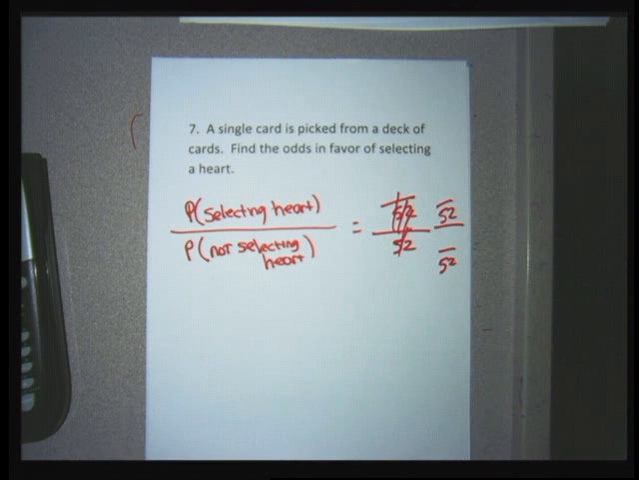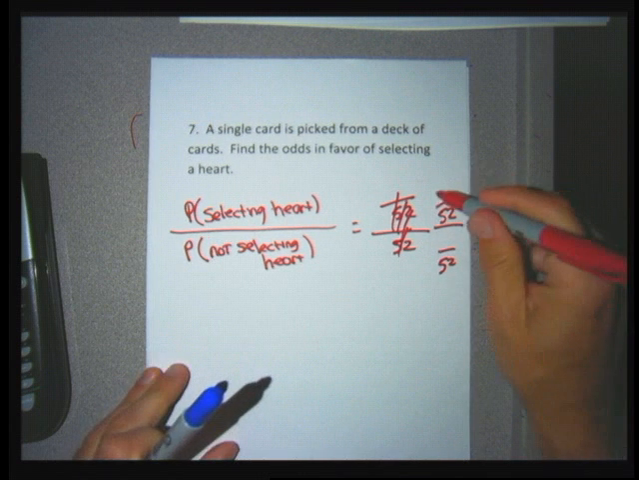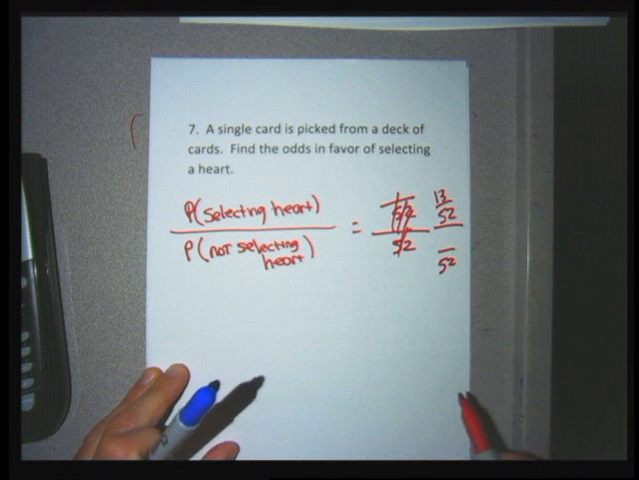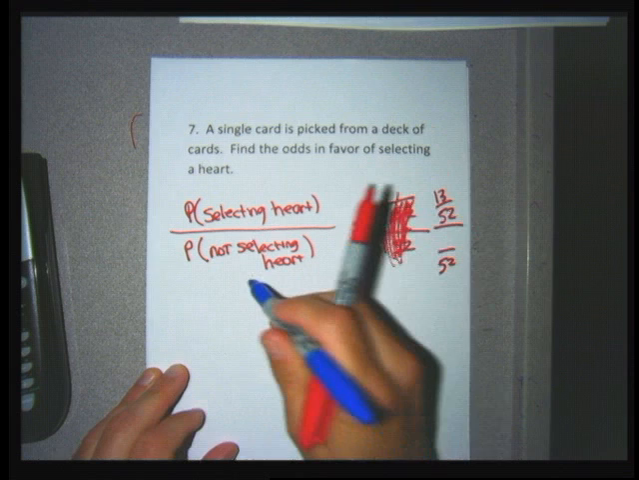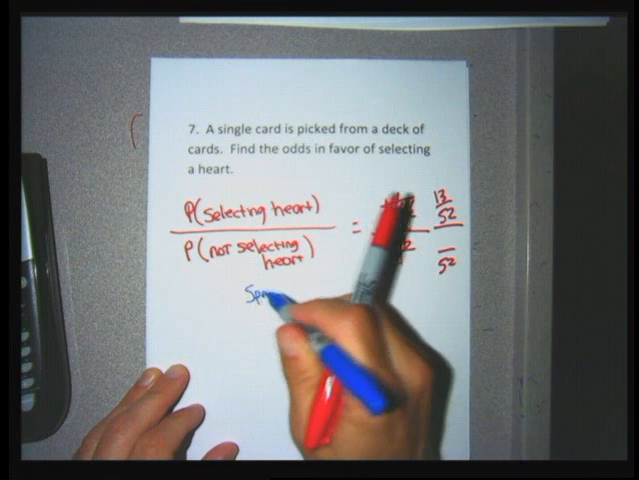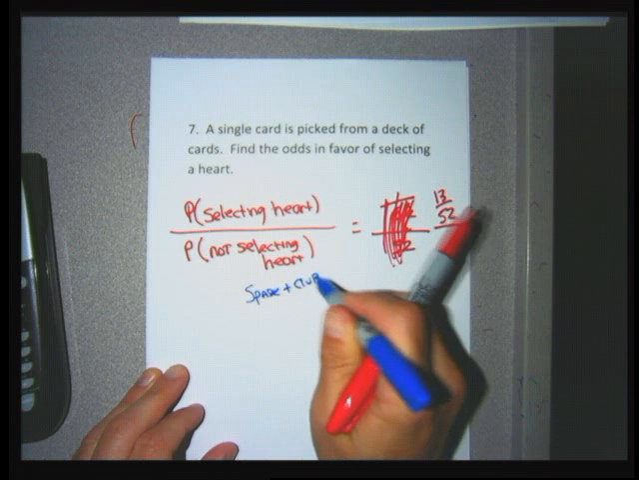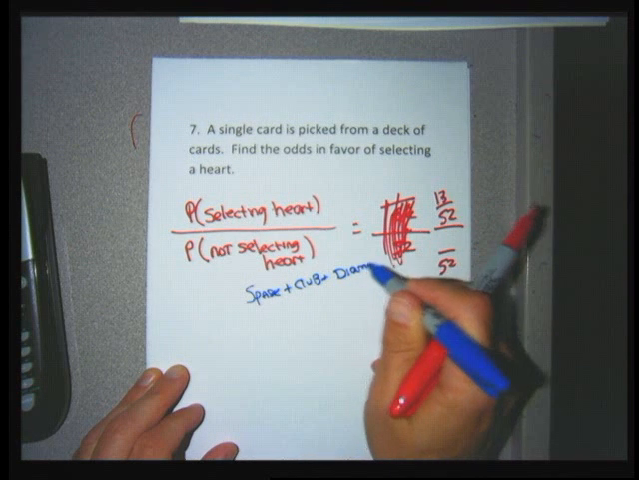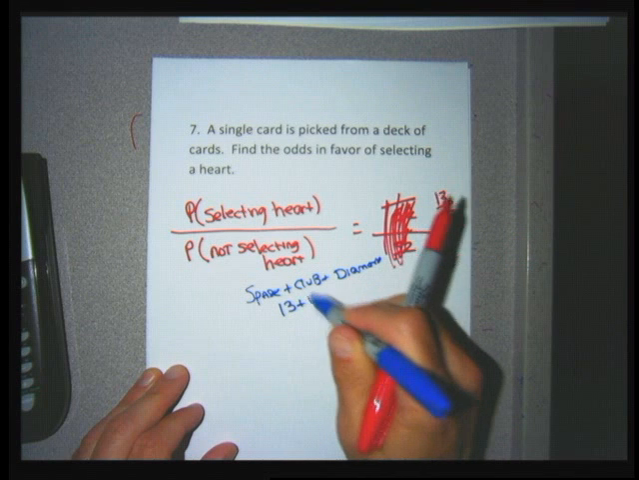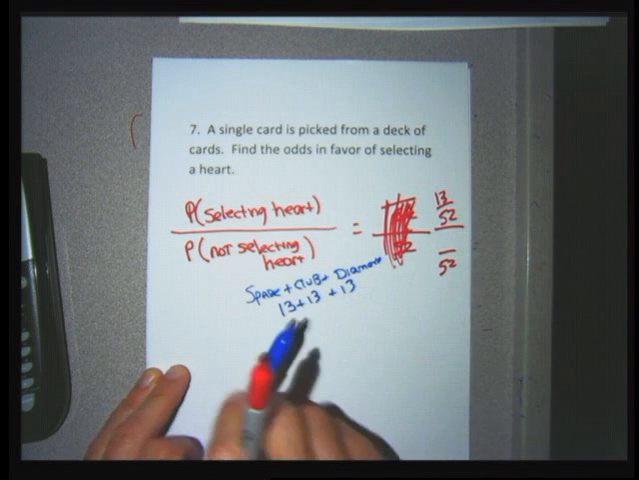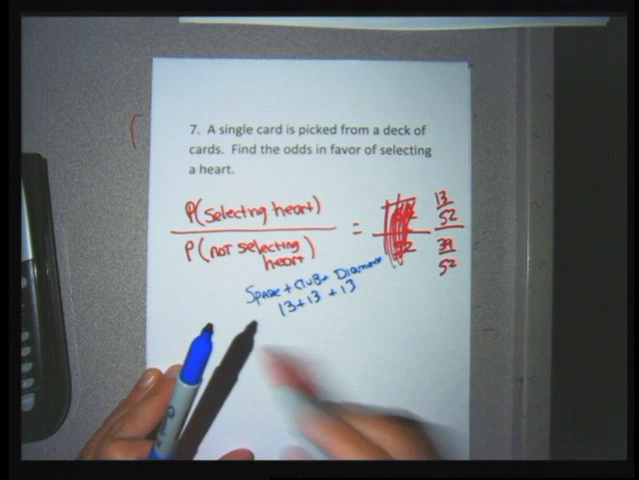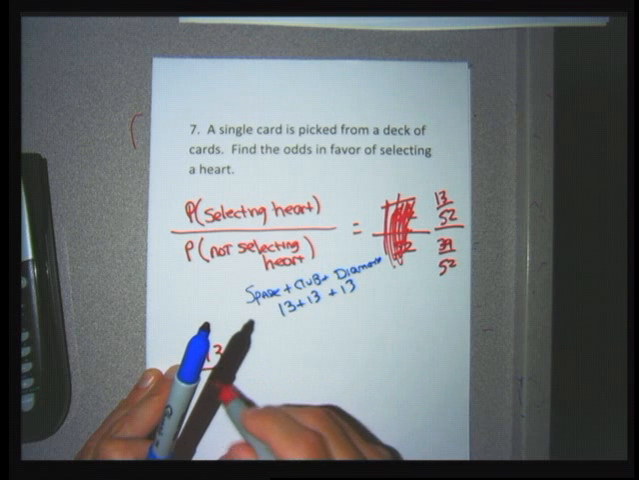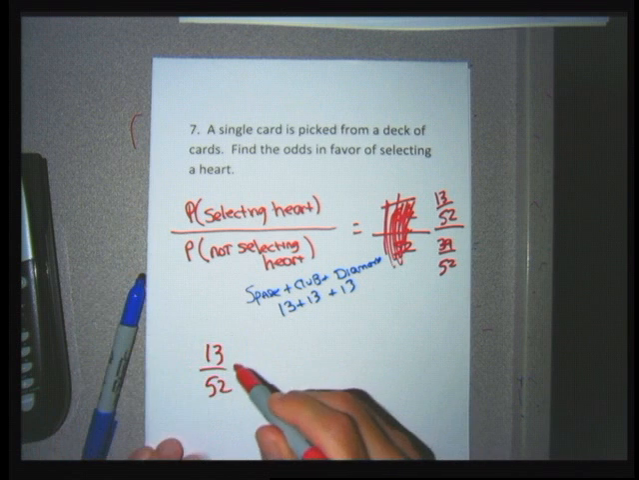The probability of selecting a heart is going to be something over 52 because I'm picking one card, and there's 13 hearts in a deck of cards, so the probability of selecting a heart is going to be 13 over 52. The probability of not selecting a heart, that's getting any spade, club, or diamond. And there's 13 spades, 13 clubs, and 13 diamonds for a total of 39 cards. If you can write the answer for this without doing this extra work, that's good. So I'm going to just do it the long way. This is 13 and 52.